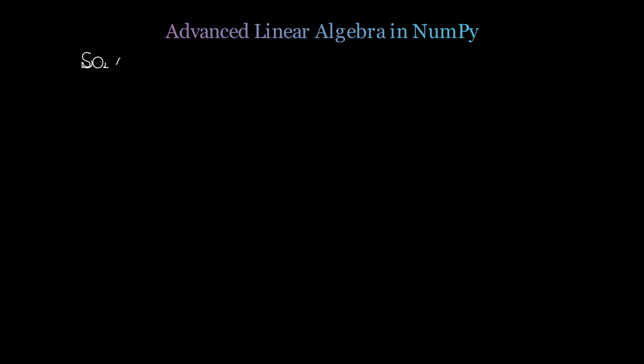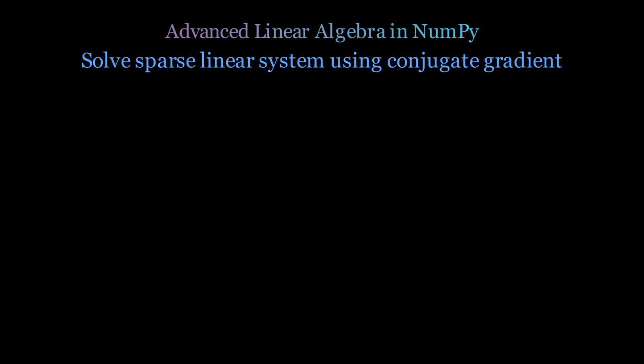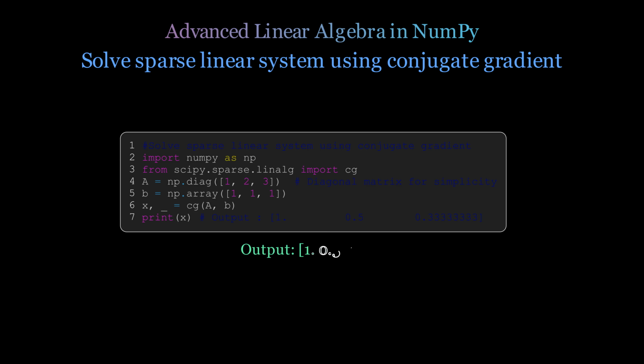The conjugate gradient method efficiently solves large sparse systems. For our diagonal matrix A equals diag(1, 2, 3) and B equals [1, 1, 1], the solution X contains reciprocals of A's diagonal, exactly what we expect.